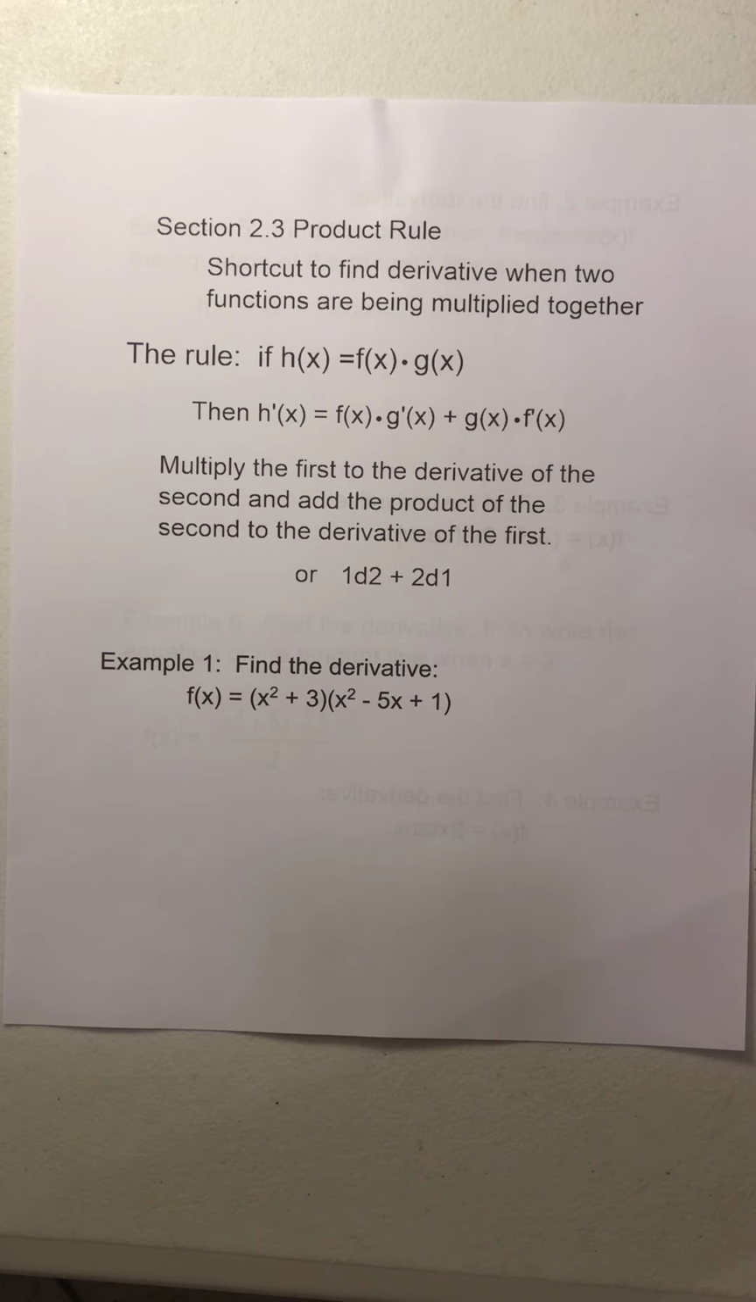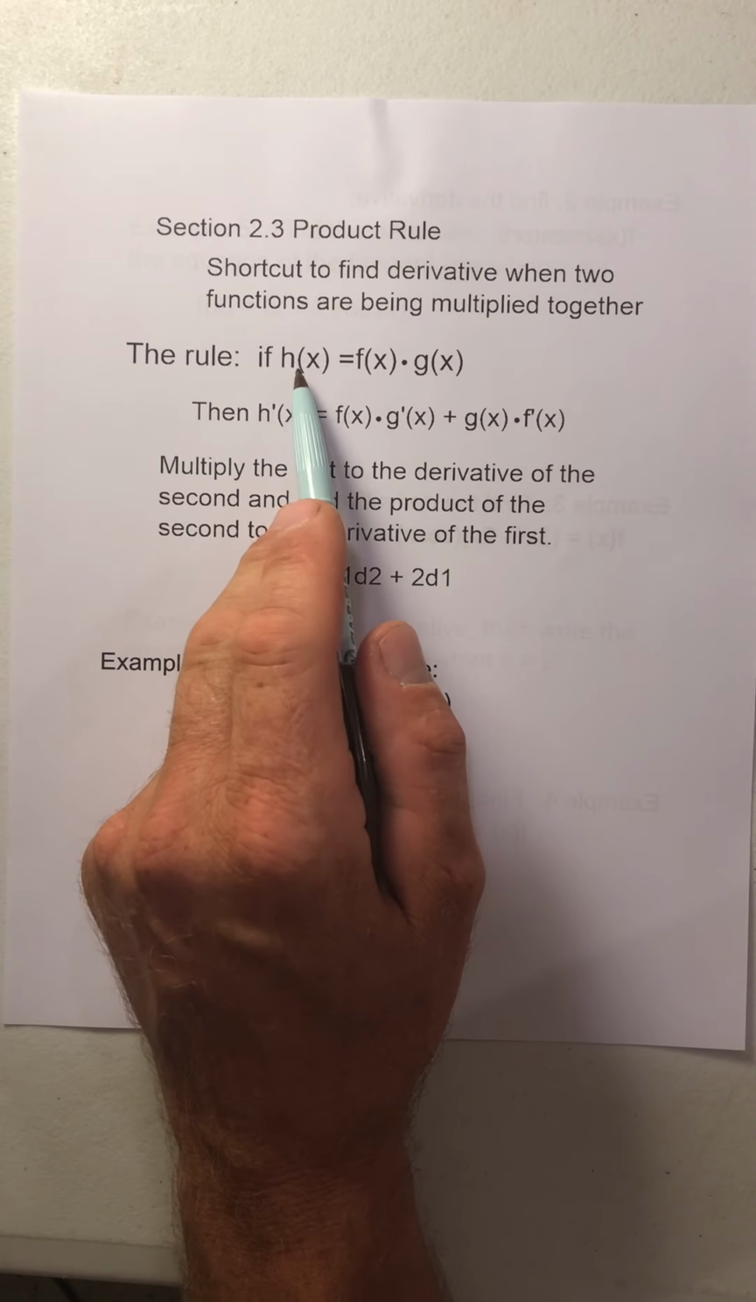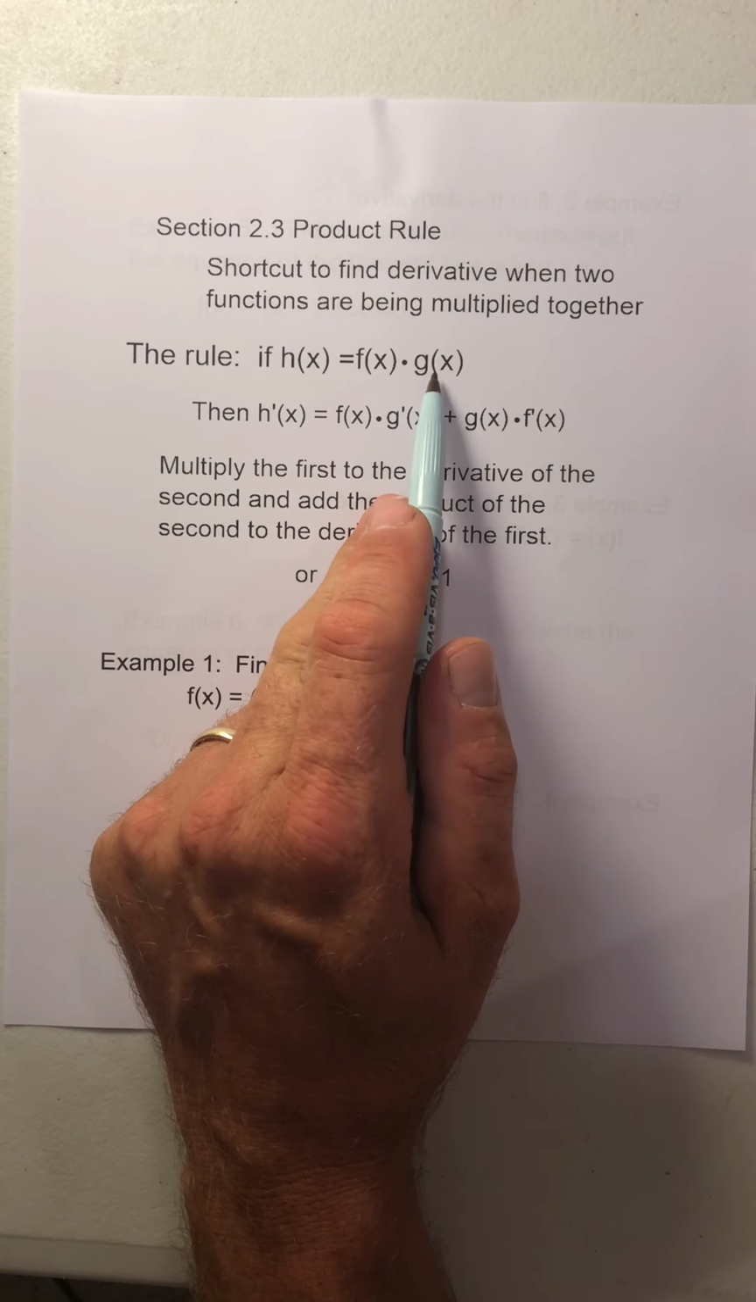Here we go again. So we're going to talk about our second rule. We talked about the power rule earlier. Now we're going to talk about the product rule. And the product rule is going to be used when we're multiplying two things together in order to find the derivative.